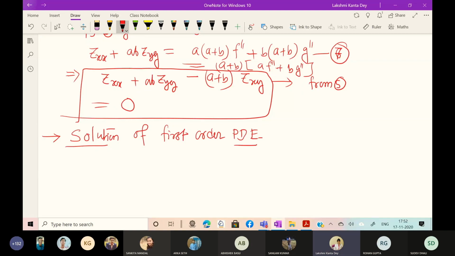Okay. So that is the second chapter. Now, before coming to the solution of a partial differential equation, as you know, in the case of an ordinary differential equation also, what do you mean by a solution? Can anyone tell me? Solution of a partial differential equation.